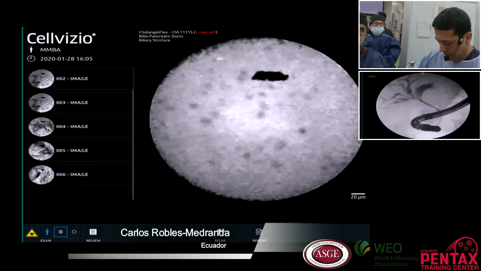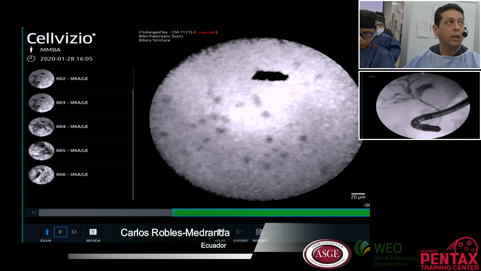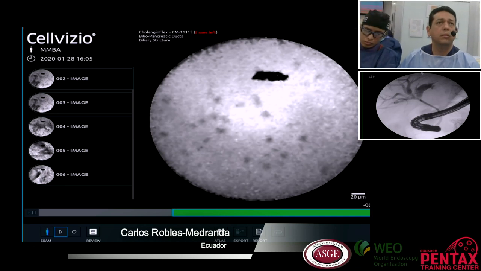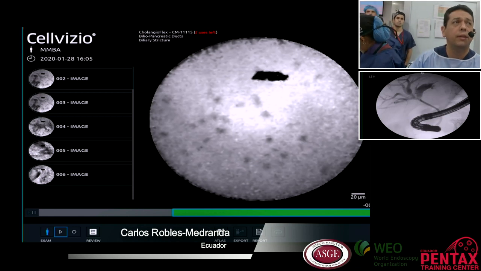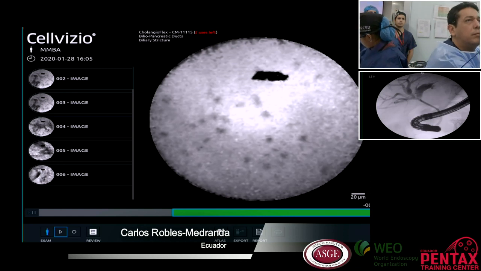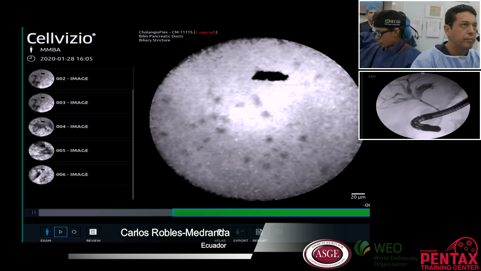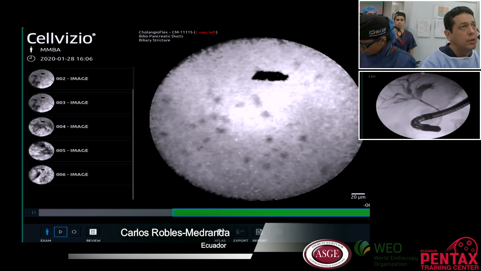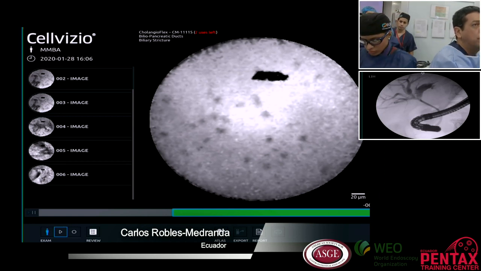Why three criteria? Because some studies already show that when we have three or more criteria, the specificity and sensitivity increase for the diagnosis of cholangiocarcinoma. Even though I think there are some other criteria that we need to evaluate in the future using confocal.